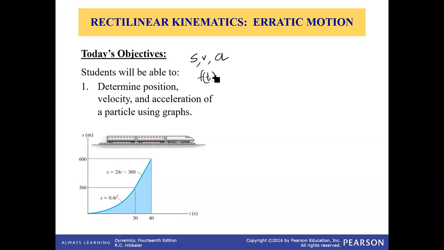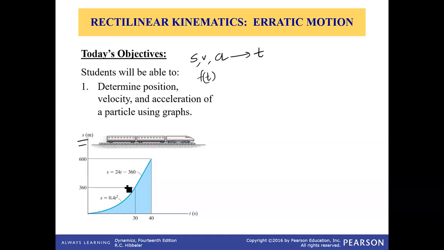But oftentimes in many practical situations, this information, position, velocity and acceleration relative to time, is generated in the form of a graph, and it's more intuitive and easy to generate graphs than deriving a mathematical equation. For example, this train is traveling on a straight track, and it's easy to measure the position of the train relative to time and plot it graphically.